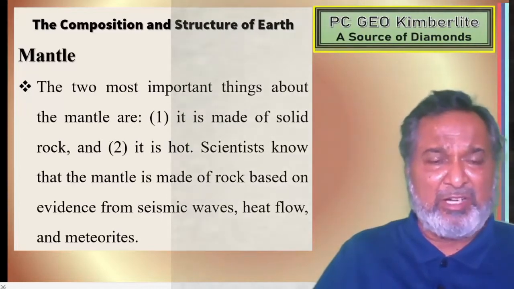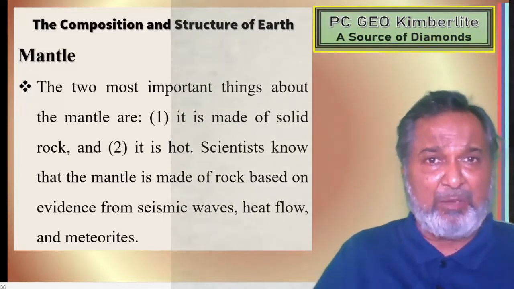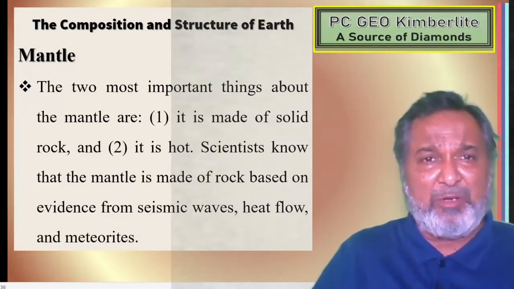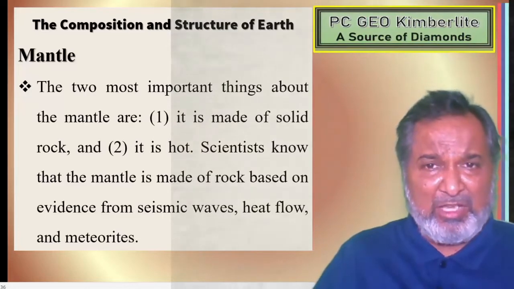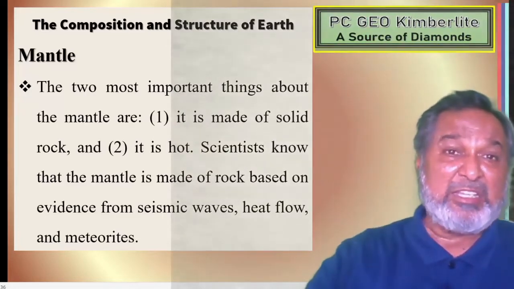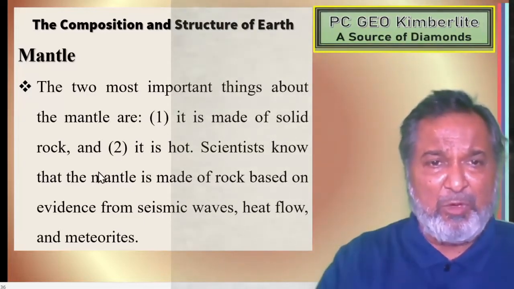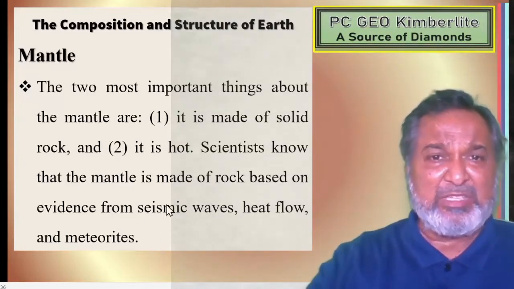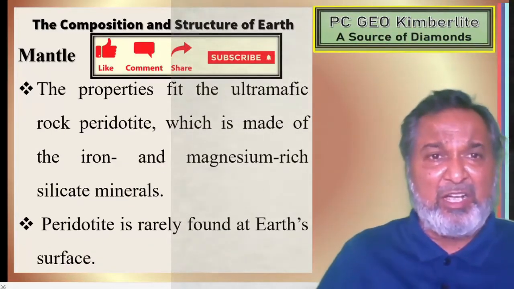After looking at the details about the crust, now come to the next one, the mantle part, which is the bigger part. The two important things about the mantle are, one, it is made up of solid rock, and two, it is very hot. Scientists know that as you go deeper and deeper, we get flow that is plastic in nature. Seismic waves give evidence about the mantle property, that it is ultramafic rock.